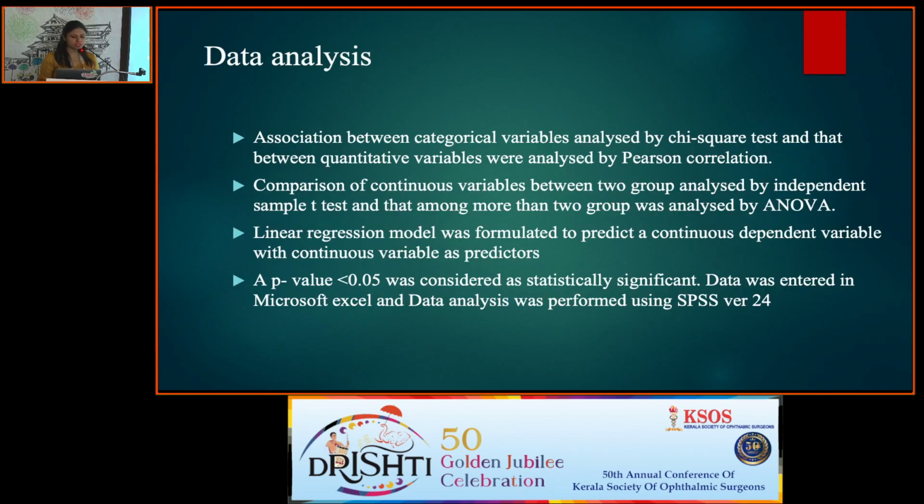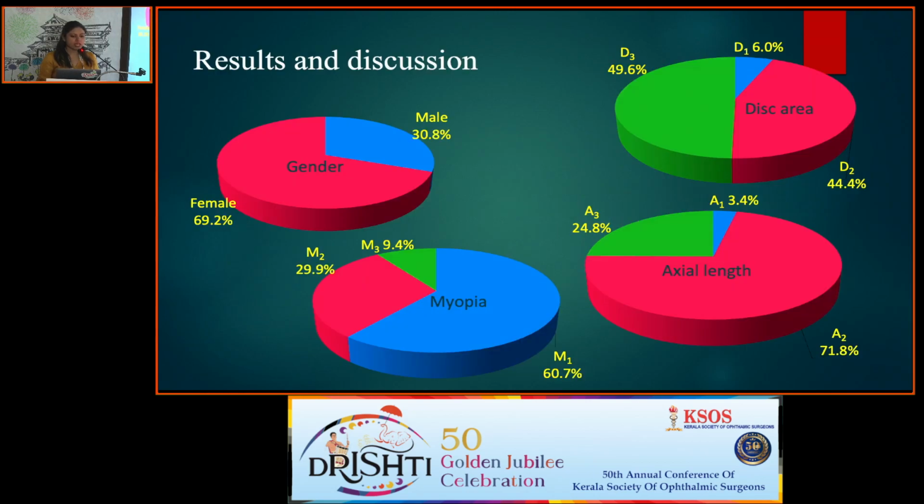Appropriate data analysis was done. A P-value of less than 0.05 was considered statistically significant. The majority of our patients were female, 69.2%, and most of our patients had a low myopia, 60.7%, and a moderate axial length, 71.8%, and a large disc, that is 49.6%.